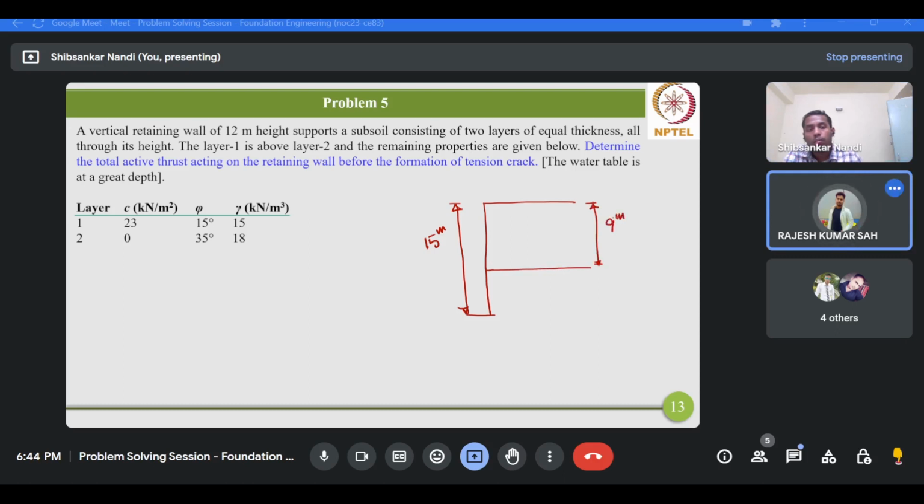Okay. The height of 9 meter, yes sir. And the water table is at the depth of 7 meter.